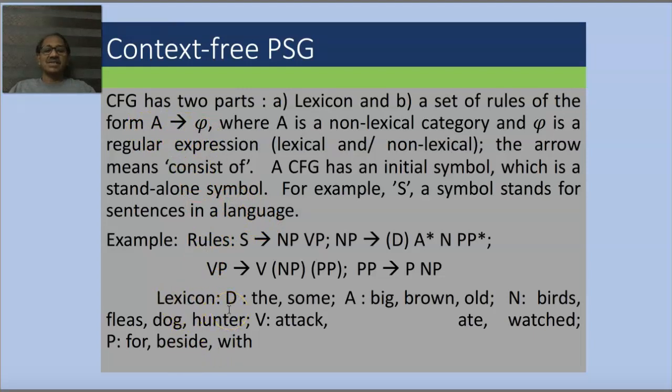Then we have the lexicon. The lexicon consists of the category D and the words. That means the and some belong to the category of D. Then you have A, that is adjective: big, brown, old. N is a noun: birds, fleas, dog, hunter. And the verb: attack, ate, watched. Then you have preposition: for, beside, with.